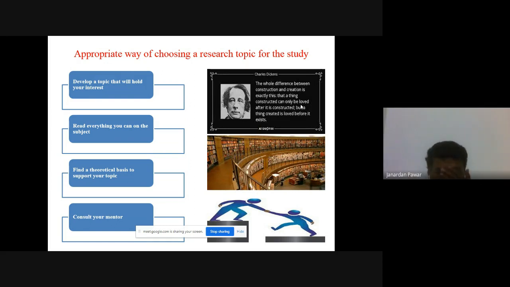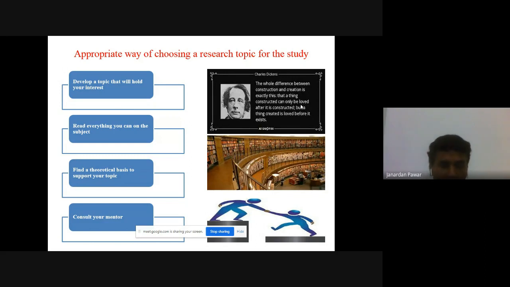Whenever you want to take an expert's opinion, or your mentor's opinion, go to the mentor with your idea, go to the expert with your idea, and ask for suggestions on your idea. This way you can consult your mentor. So before going to the mentor, make your idea very clear in your mind.